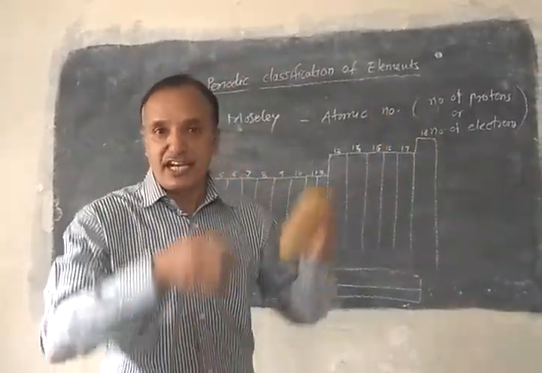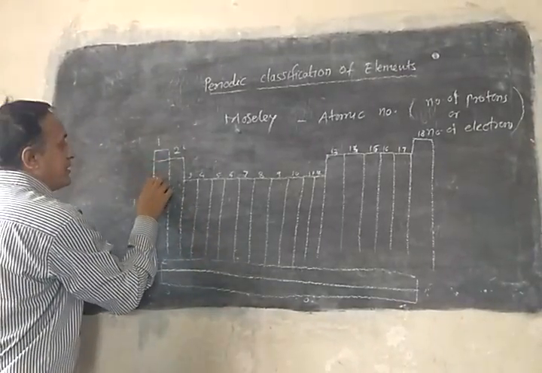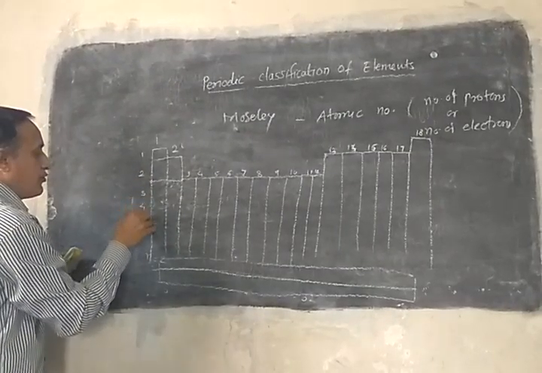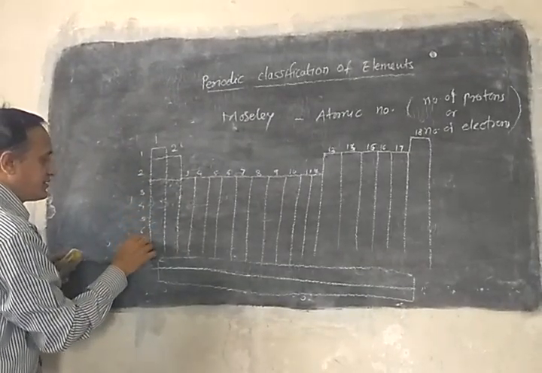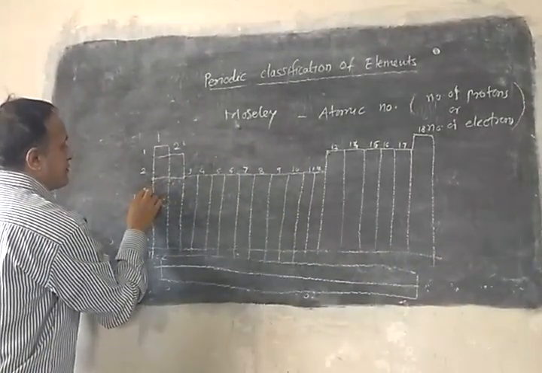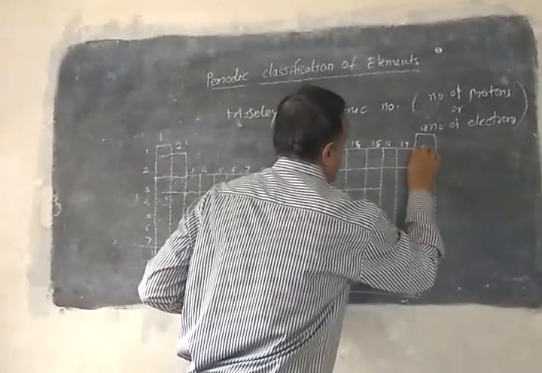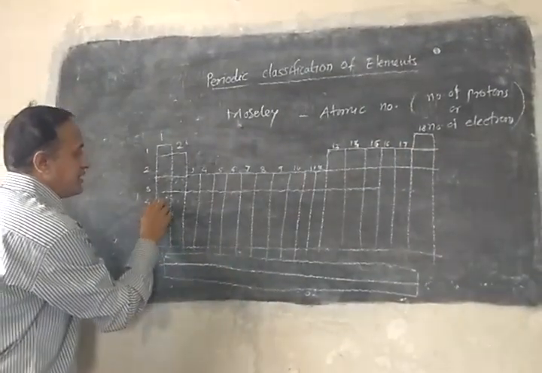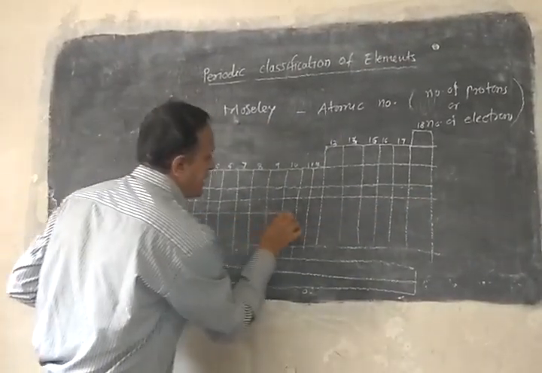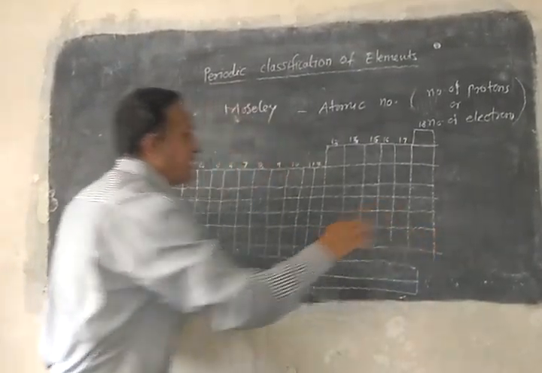Like this, 18 groups are there, 18 vertical columns are there. And it contains 7 periods: 1, 2, 3, 4, 5, 6, 7. So in that table you can see there are 7 periods and 18 vertical columns. Okay, so I have made that outline.